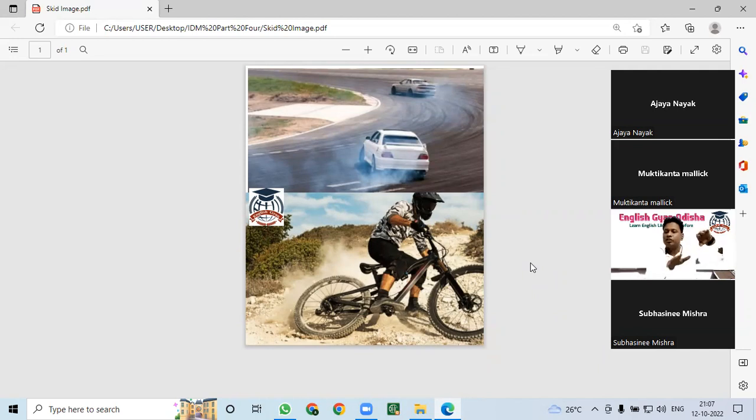Slide can happen to anything. Suppose there is a slopey way, and small children, when you have children, they play and they will slide. Slide is a very common thing. But whenever you are riding a bicycle or driving a vehicle, whether two-wheeler or four-wheeler, sometimes on a slopey road, you slide. And that slide is called skid, S-K-I-D.